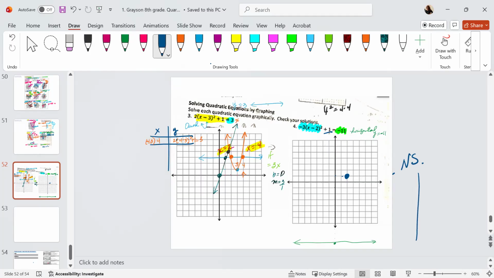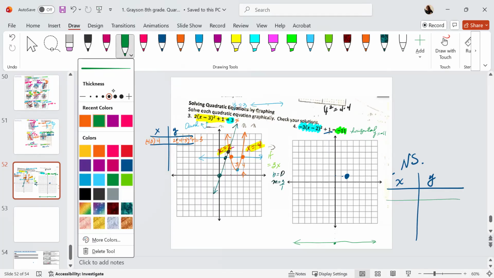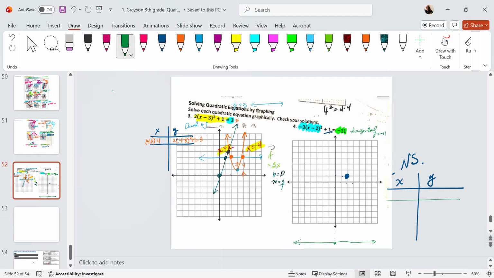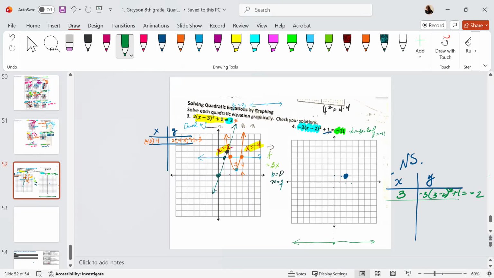So you create a little chart, right? This is X, this is Y. What is a good X to pick? I would say 4 or 3. 1, 2, 3. Okay, so 3. So this is -3 times (3 minus 2) squared plus 1, which is what? I think it's -2. Is it -2? 3 minus 2 is 1. 1 squared is 1, times 1 is 1. 1 times -3 is -3. -3 plus 1 is -2. So 3, -2. 1, 2.